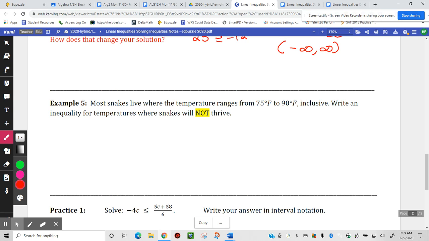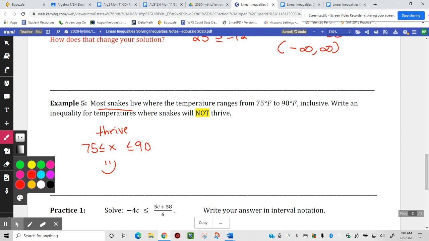So let's see. Most snakes live where the temperature ranges from 75 degrees Fahrenheit to 90 degrees Fahrenheit inclusive. So that means that it includes those temperatures. Write an inequality for temperatures where snakes will not thrive. Okay, so let's think about where snakes thrive. This is where they thrive. Between temperatures of 75 and 90 inclusive, which means that I include those values. This is where snakes are happy.